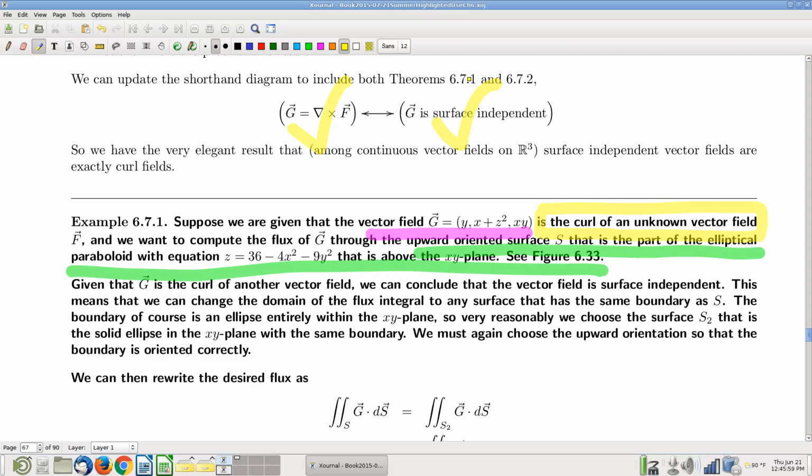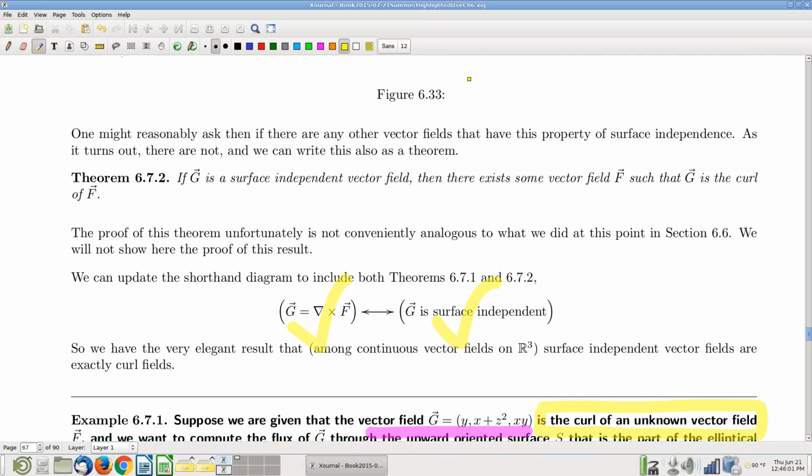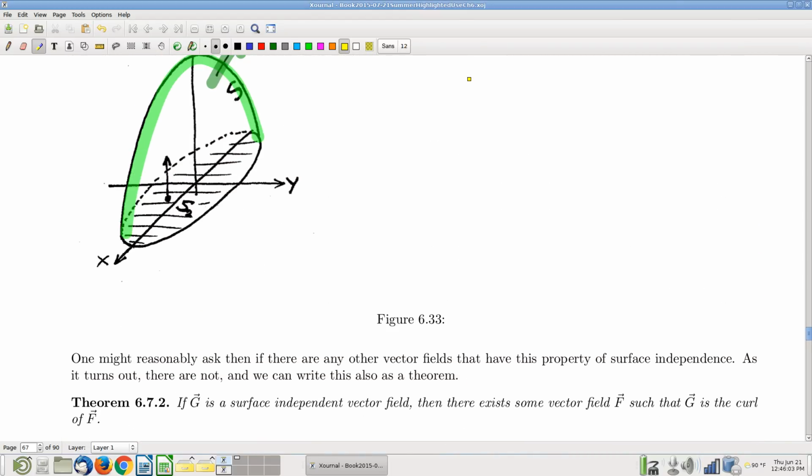And that means that I can take this surface and chuck it out the window, because I don't like that surface. I can replace it with any other surface I feel like. Think aggressively. Think about how I can maximize my convenience. What does my inner laziness want me to do here? Pick any surface you want. The obvious stipulation, of course, is that it's got to have the same boundary curve.